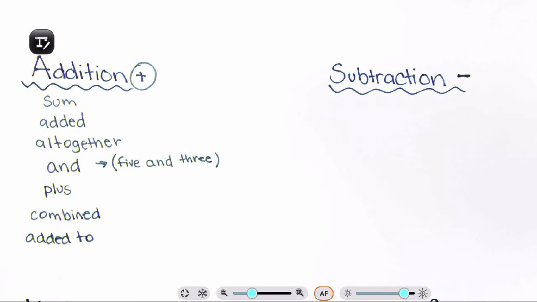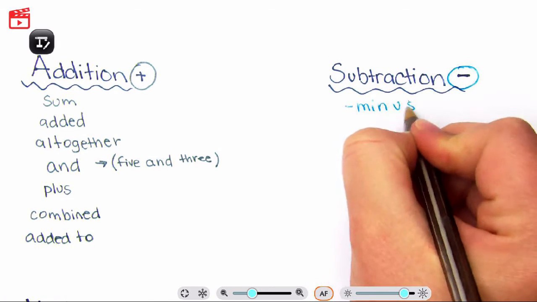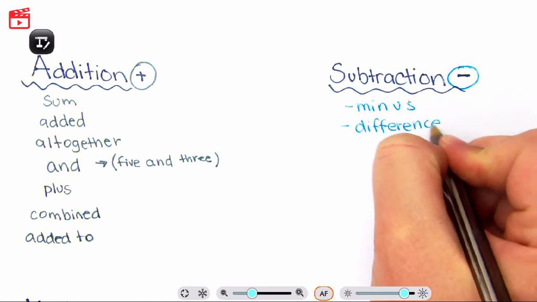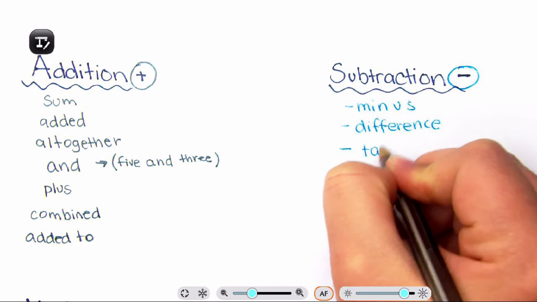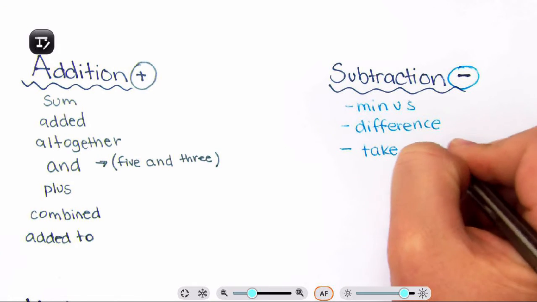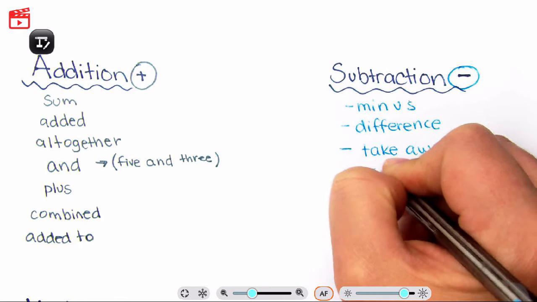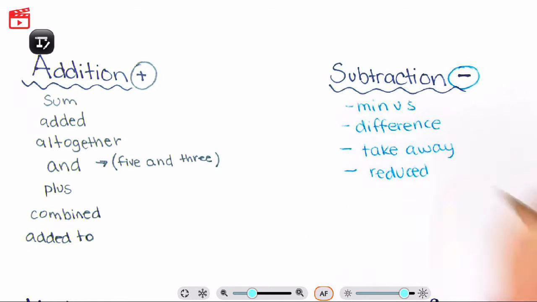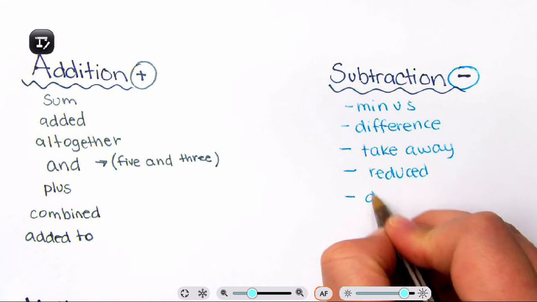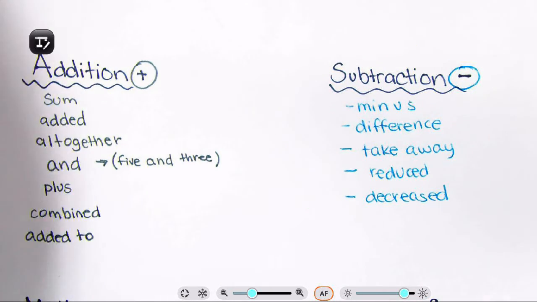So for subtraction, we're going to use a minus symbol. So here's another word, minus. If it's asking you for the difference, if it's asking you for take away, 3 take away 5 or 5 take away. Another thing you can see is reduced by. If something is reduced, you can say decreased. So these are some of the words that mean subtraction.